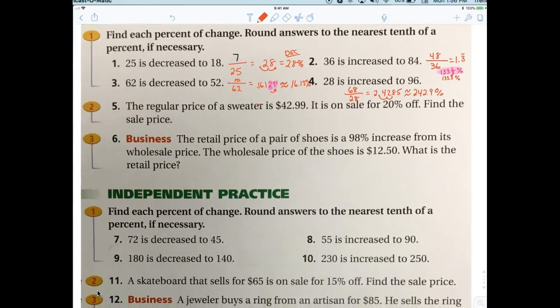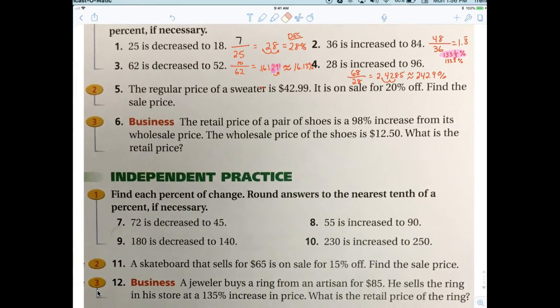Okay. Now, here are the ones that are important now, guys. So I need your attention. The word problems. They're not hard, especially if you understand percentages. So it says the regular price of a sweater is $42.99. It's on sale 20% off. Find the sale price.